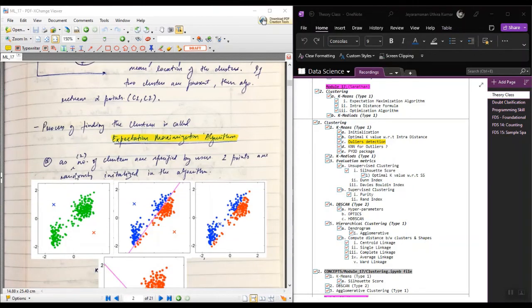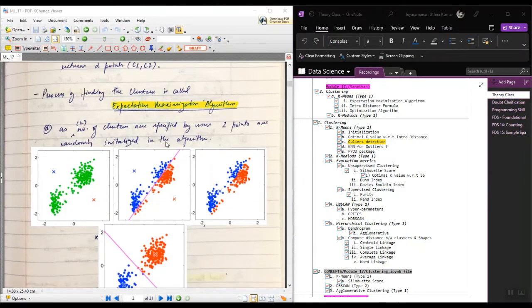The process of finding the clusters is called the expectation maximization algorithm. What happens in k-means is, first, as a user, we have to manually provide the information that there should be n number of clusters, or in this case, two clusters in this particular data set. When the user specifies this, 2 points are randomly initialized in the algorithm. For example, the green color is the data set. When we say there are two clusters, 2 points will be randomly initialized inside this data set.